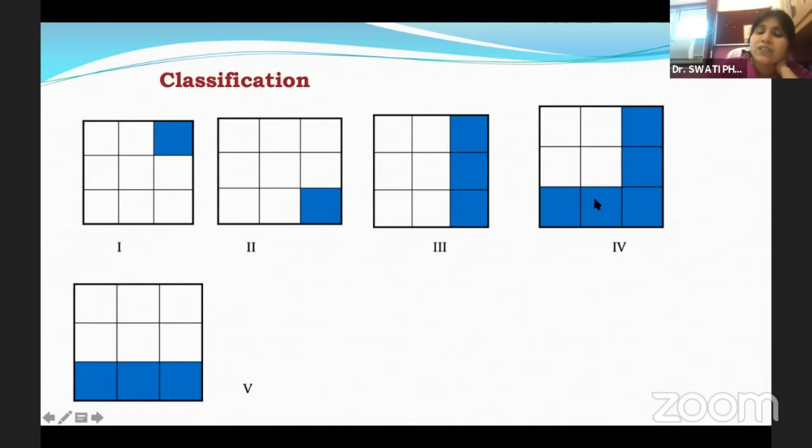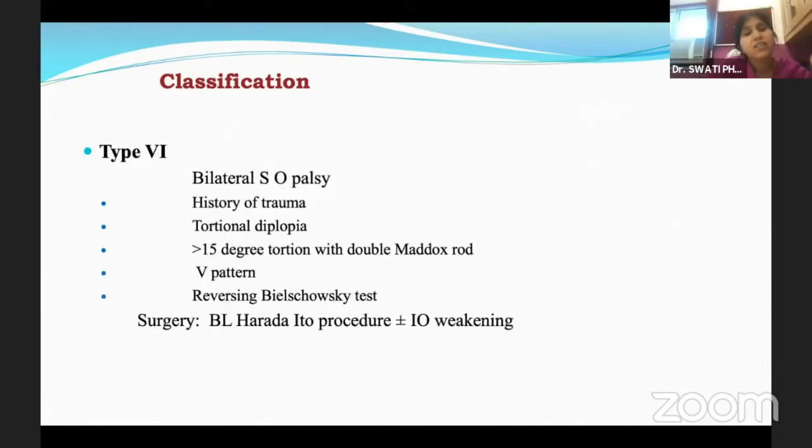The fourth type is where the deviation is also there in the down gaze as well as on the contralateral side, so one may have to either recess the superior rectus of the same eye or recess the inferior rectus of the other eye. Type 5 is where the deviation is exclusively in down gaze, where we may have to strengthen the superior oblique of the same eye as well as recess the superior rectus of the same eye, or weaken the inferior rectus of the contralateral eye. Type 6, as I have just discussed, is bilateral superior oblique palsy, seen in cases of trauma, where the torsion is more than 15 degrees.